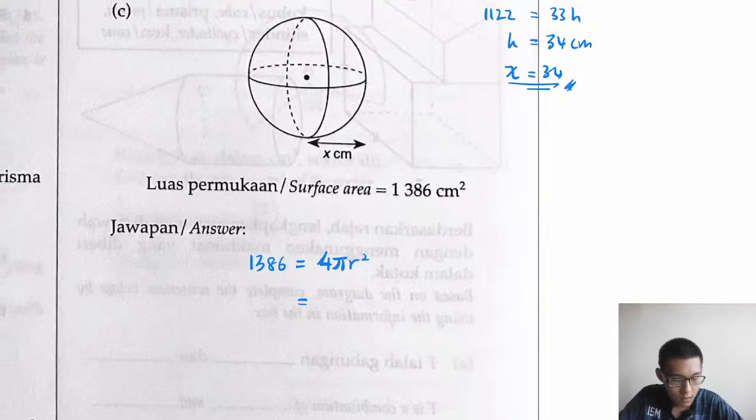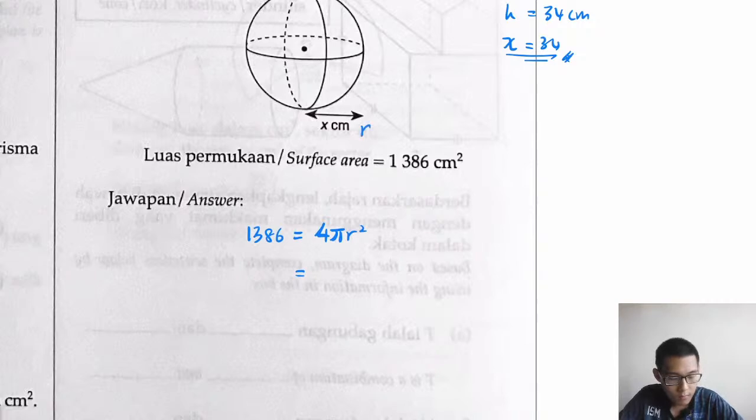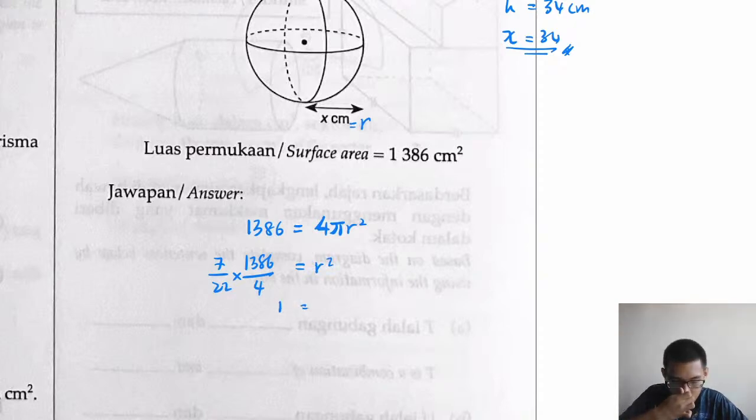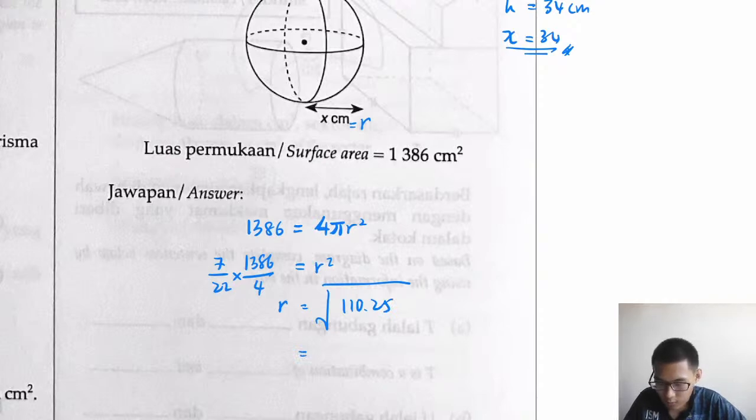So here, x is referred to r. Later we can substitute. So we use 1386 divided by 4 and times 7 over 22. This one is π, so it's r squared. So I use it to find r. This 7 over 22 times 1386 divided by 4 is 110.25. So when we take the square root, we get 10.5. That means x equals 10.5.